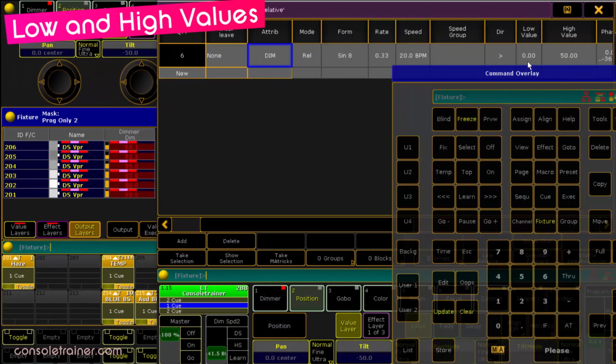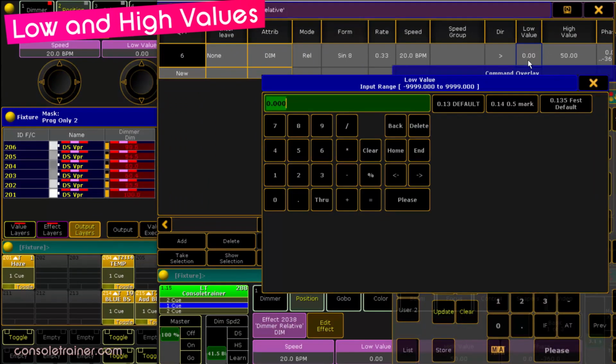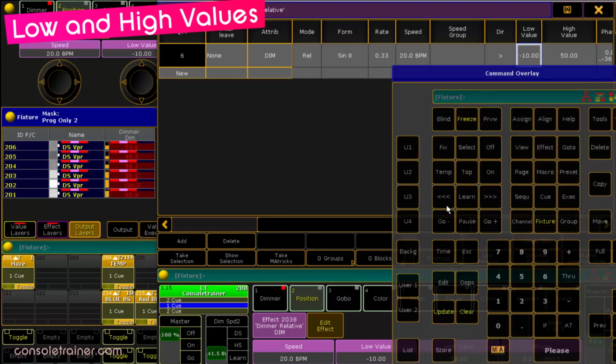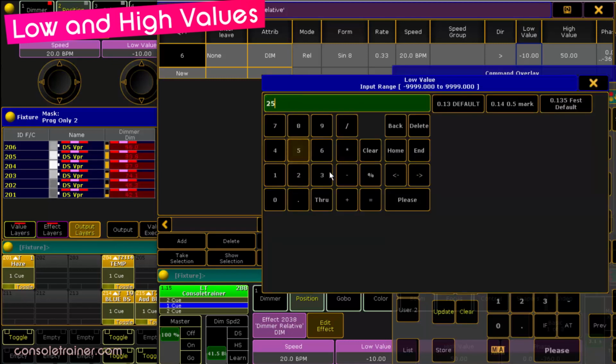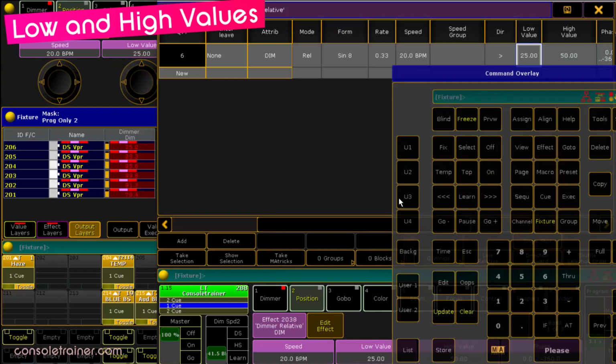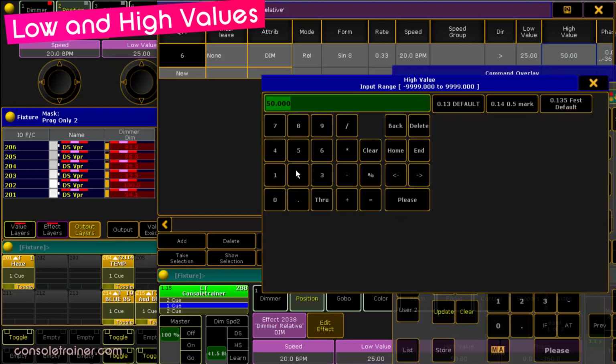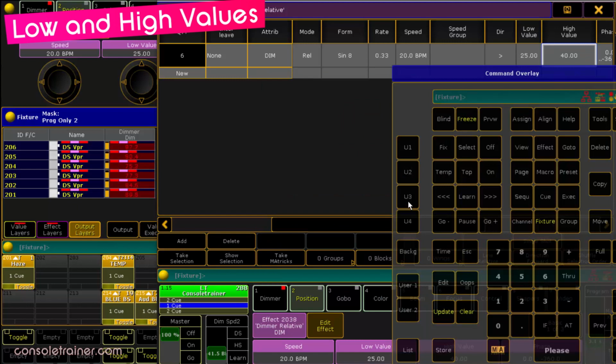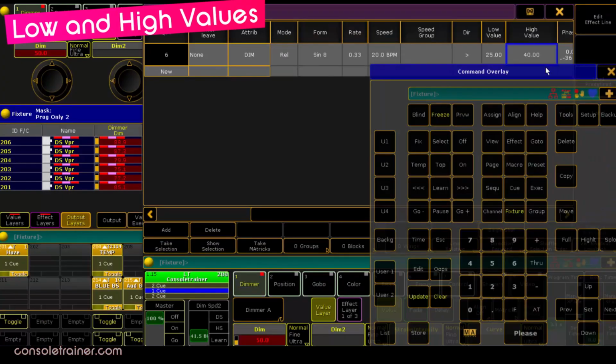If you change the number in the low cell, it will offset the base value of your channel by a percentage of that channel. So if our base value is 50% and I change this to minus 10, then it's going to subtract 10% from our base value and our effect will run between 40% and full. If I change it to 25, our effect would run between 75 and full. Same idea with the high value. Say I set this to 40. So now I'm limiting my high value to 40% above my base value, and the effect now runs between 75 and 90.